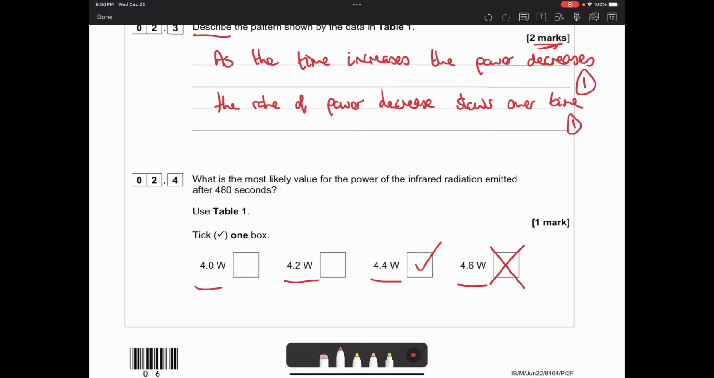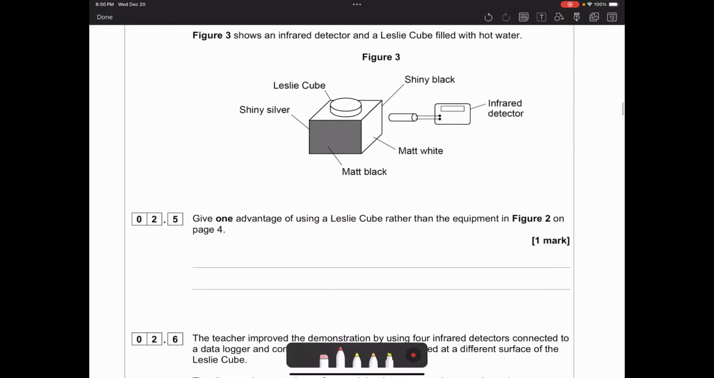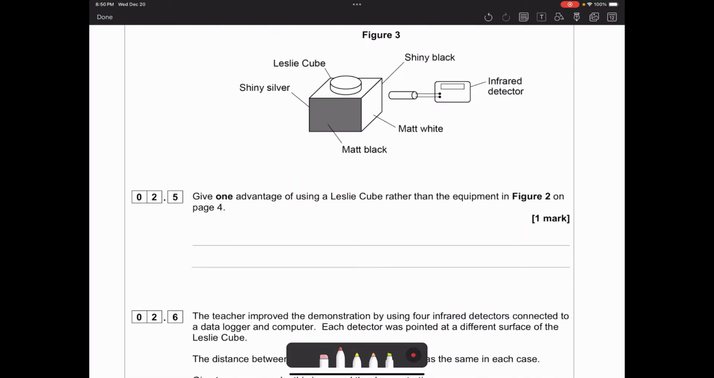And the other two are a bit more of a drop than you might predict. A Leslie cube is used to demonstrate that different surfaces emit different amounts of radiation. Figure 3 shows an infrared detector and a Leslie cube filled with hot water. So it's a similar practical, but this time, instead of using different flasks, we've got a Leslie cube that has different surfaces. Give one advantage of using a Leslie cube rather than using the equipment on figure 2 on page 4.